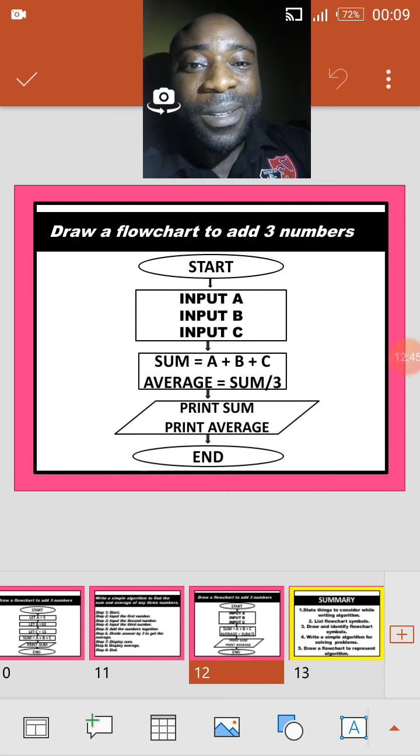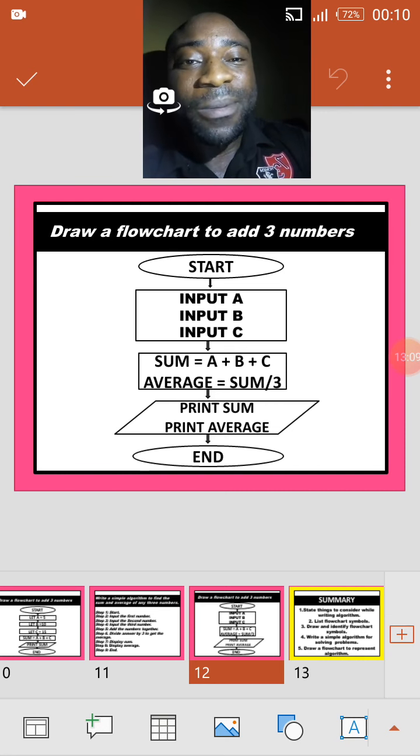Now the first shape that we have here is start, followed by a processing symbol, and followed by another processing symbol, because that's the process we want to take. Then we now have print sum or print average. So that is in a parallelogram, and we must end the program. So that is why we have end. I believe this is clear enough.